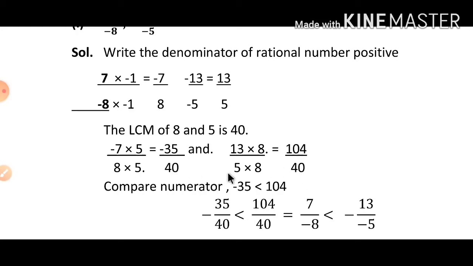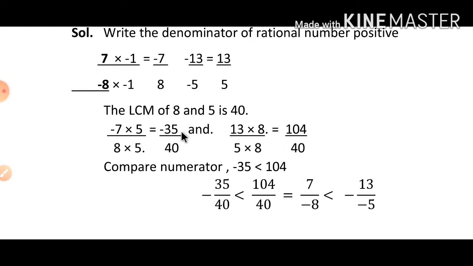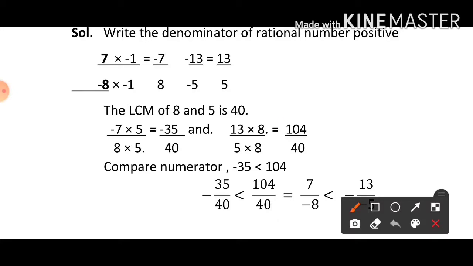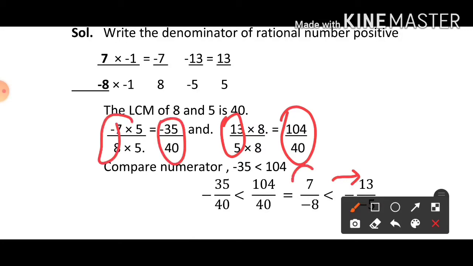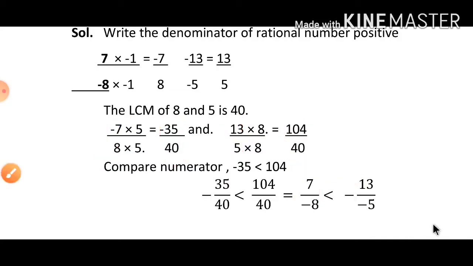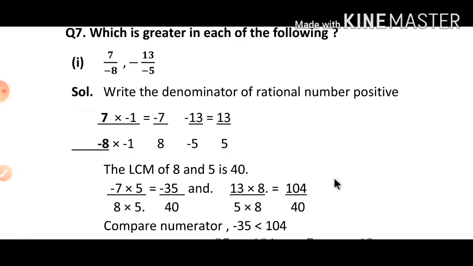Now you can see that here the denominators are equal. Now we have to compare the numerators, minus 35 and 104. This one is negative and this one is positive. So we know that positive numbers are always greater than negative numbers. It means minus 35 by 40 is less than 104 upon 40. Now we have to write the answer: 104 upon 40 is the answer for 13 by 5, so write here 13 upon 5, and minus 35 by 40 is the answer for minus 7 by 8, so write here minus 7 upon 8. So you can see that 7 by minus 8 is less than minus 13 by minus 5, or minus 13 upon minus 5 is greater than 7 by minus 8.